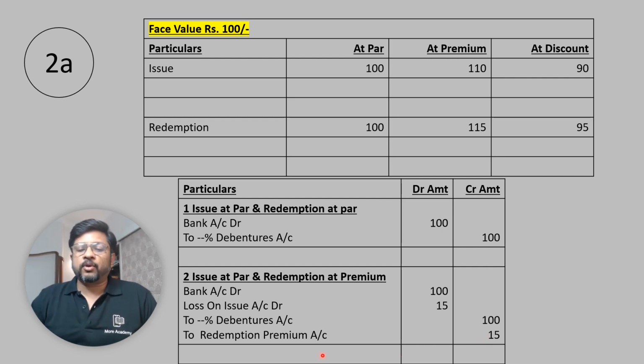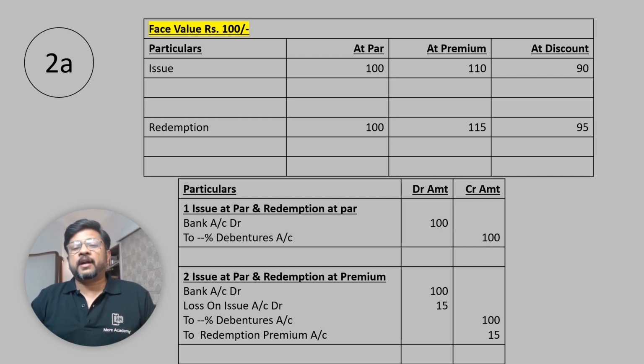So let us credit one more account called redemption premium account, which is basically a liability account, by rupees 15. So now the entry is not tallying. Debit side there is 100, credit side there is 100 as well as 15. So 15 rupees is the balancing figure which is required to be debited again. That will be debited to loss on issue account. So loss on issue account is always a balancing figure.